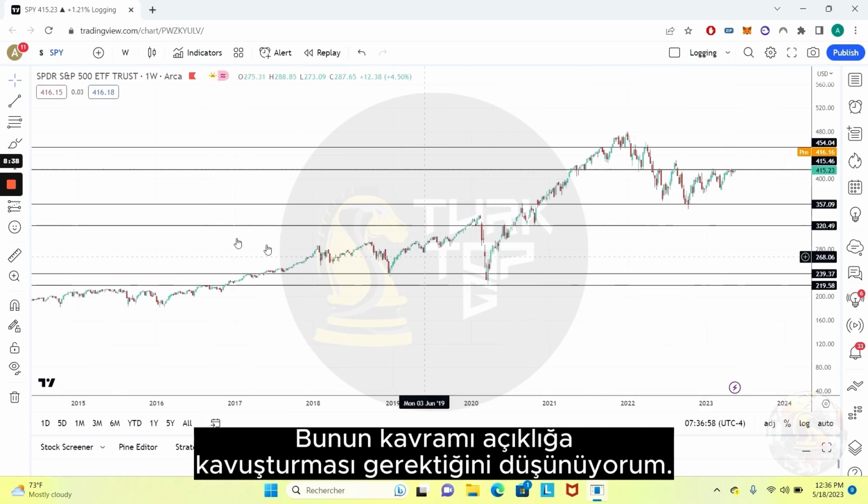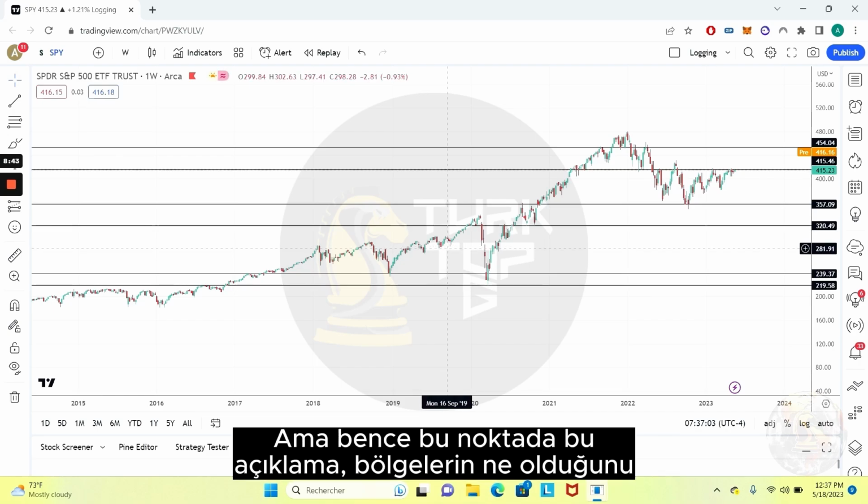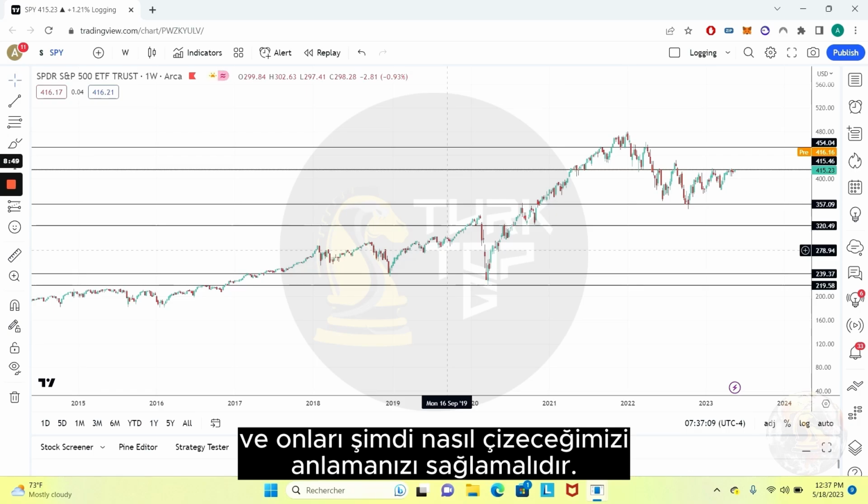All right, I think that should clarify the concept. I can draw out some more zones going back historically, but I think by this point, this explanation should make you realize what zones are and how we draw them out.